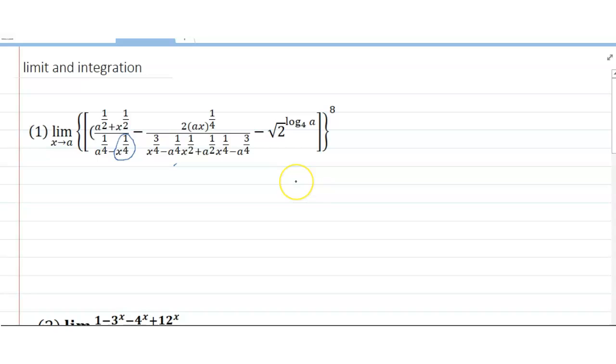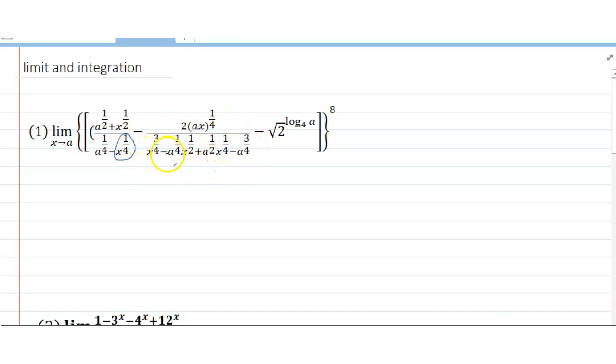Today's discussion is based on limit and integration. This problem is based on school level. The first problem is: limit x tends to a of x to the power half plus a to the power half, divided by x to the power 1 by 4 minus a to the power 1 by 4.